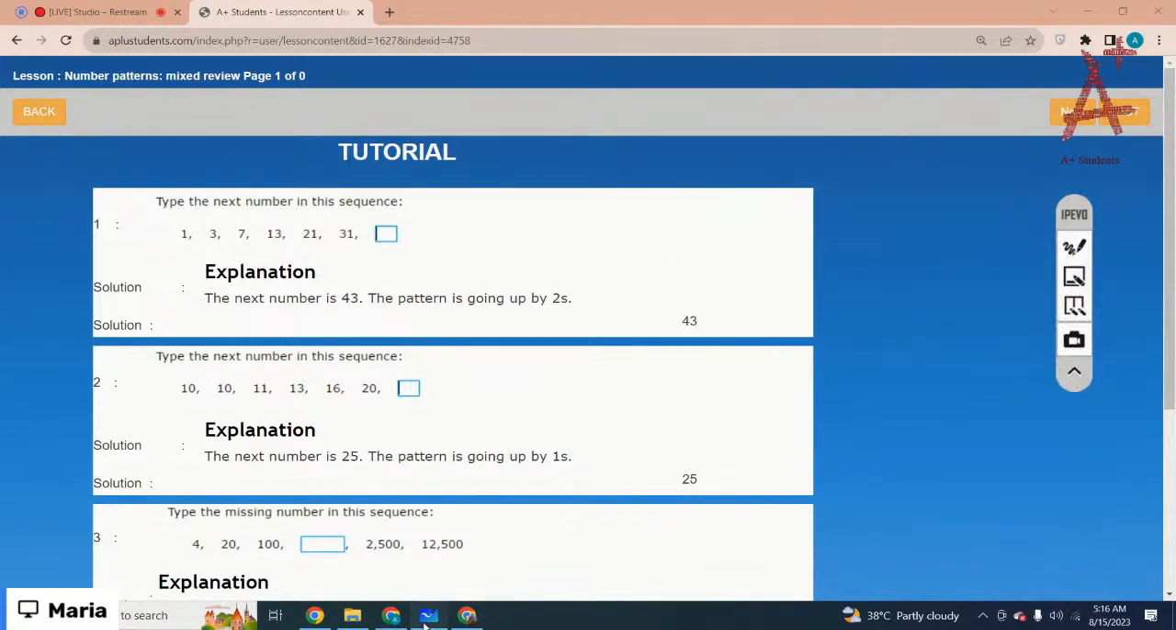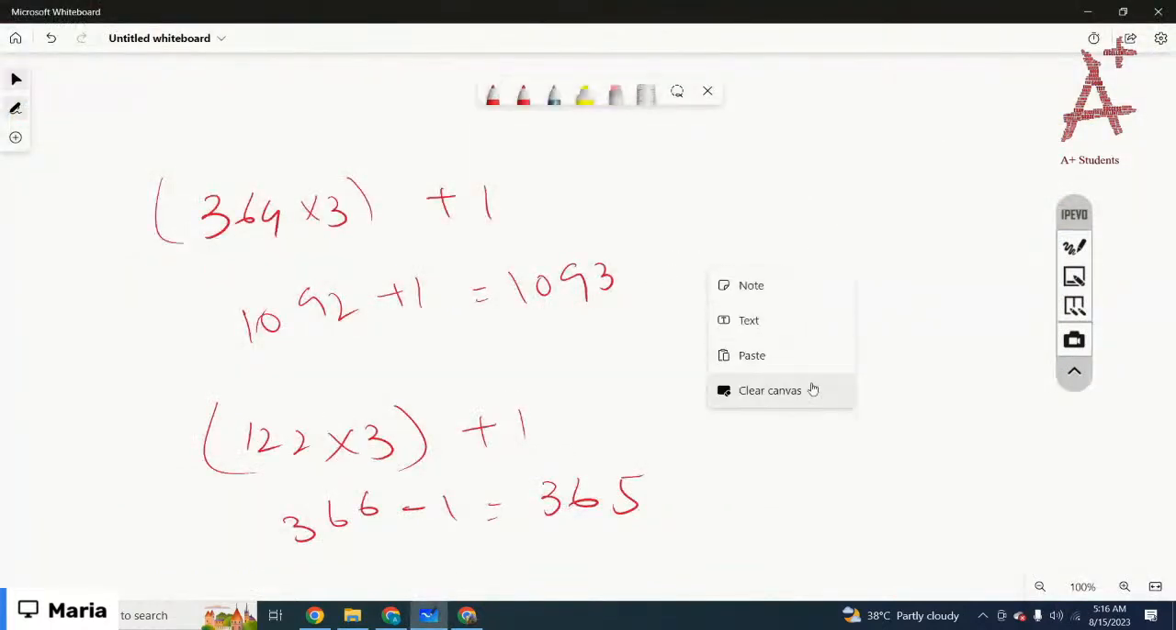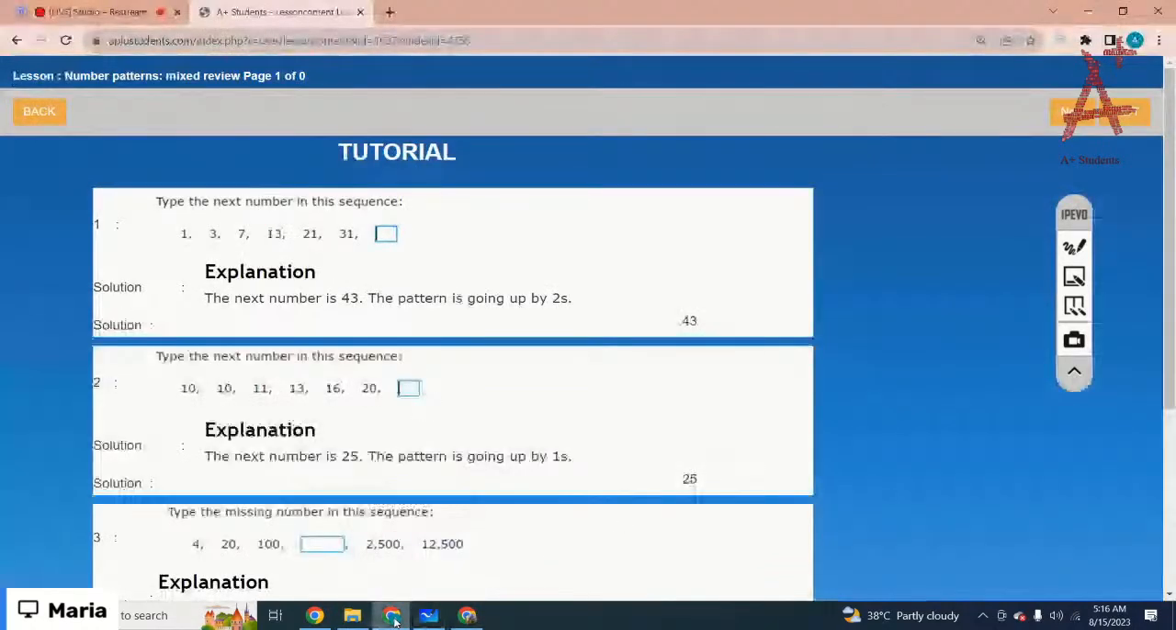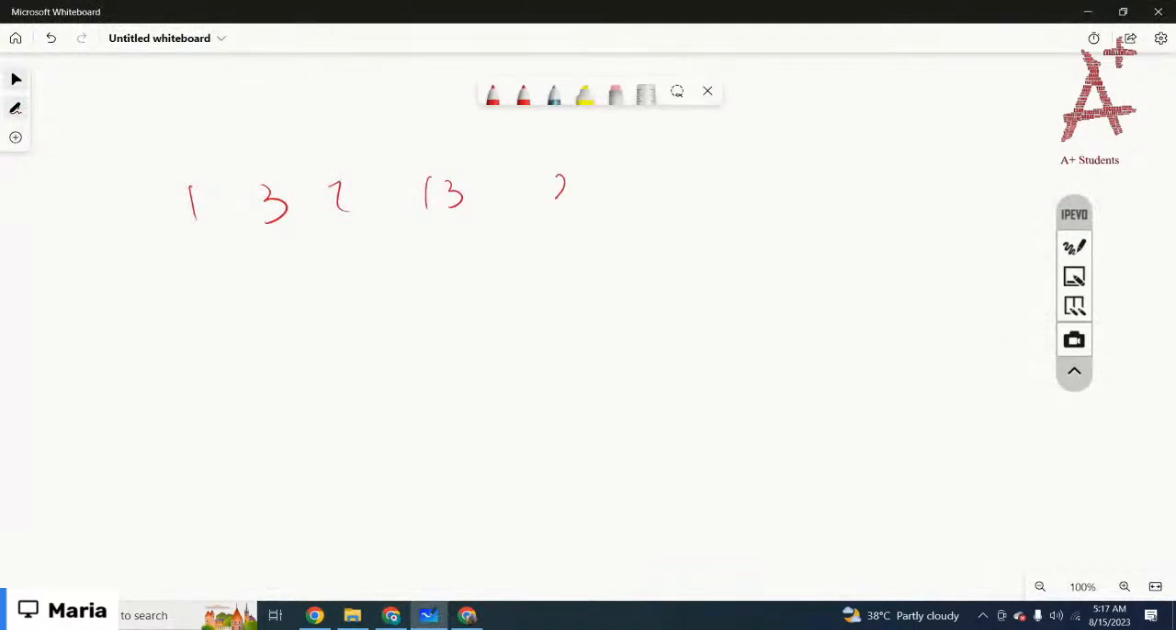1, 3, 7, 13. Okay, start with the first one. That is 1, right? You have to find 3. You can do from 1 to 3. How can you go? 1 times 2 plus 1, right? Because 1 times 2 is 2 and 2 plus 1 is 3, right?